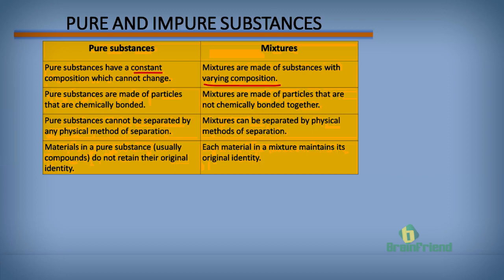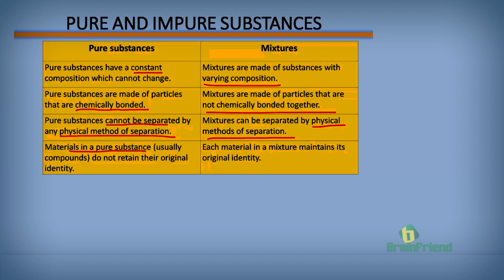2. Pure substances are made of particles that are chemically bonded. Mixtures, on the other hand, are made of particles that are not chemically bonded together. Another difference is that pure substances cannot be separated by any physical method of separation, all right? Because they are chemically bonded. They cannot be separated by any physical method. But mixtures can be separated by what? Physical methods of separation, because they are not chemically bonded.